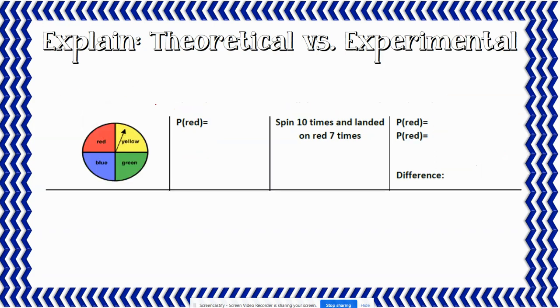For your spinner, the probability of landing on red was 1/4. Experimentally, you landed on red 7 times out of 10, so the experimental probability of landing on red was 7/10. So we're comparing 1/4 to 7/10. Since 7/10 is greater, then my experimental probability is greater than my theoretical probability.